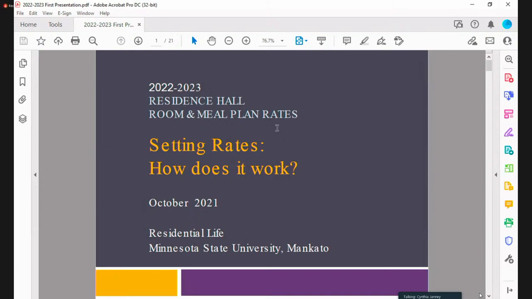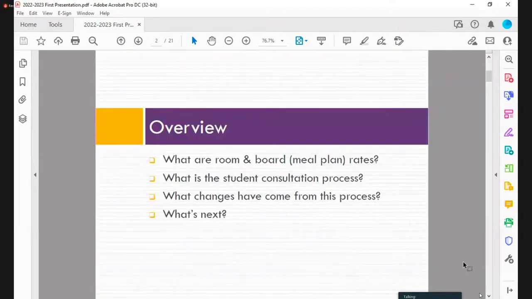The purpose of today's presentation is to talk about how we set residence hall room and meal plan rates. I did this presentation with the Residence Hall Association on Monday, and I'm sharing the same information with student government today. When you hear me say board, that means meal plan. I'll try to remember to say meal plan, but if I don't, please understand that's what I'm talking about.